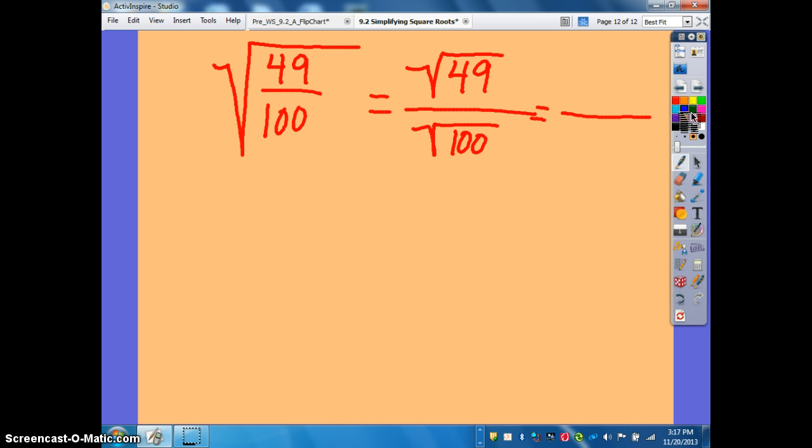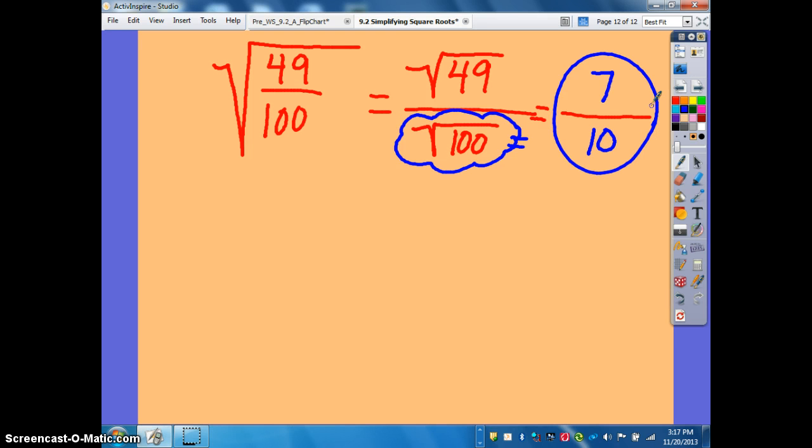I'm going to do the denominator first. The square root of 100 equals 10. Now the square root of 49, ooh, life is easy. Is that a perfect square? Why, yes it is. So the square root of 49 equals 7. So my answer is 7 over 10. And that is my final answer because I can't simplify 7/10 anymore. It's already in simplest form.